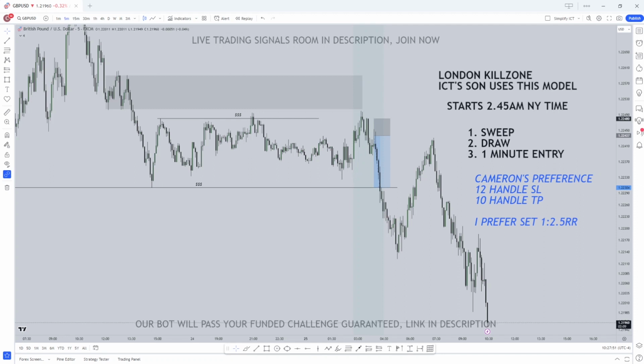In this video, I'm going to show you an example of how I used ICT's son Cameron's trading model to find this trade idea, which I also sent out to the Signal Zoom so you could find a trade and take a trade using Cameron's system. I've done a video on this previously, but in this video, I'm going to show you a detailed, live example that literally happened today.